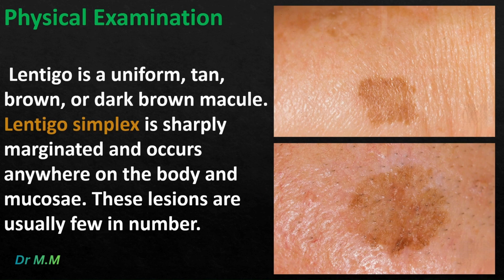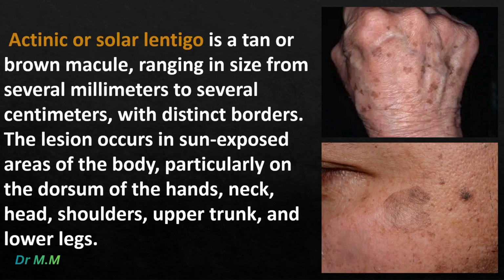Physical examination: lentigo is a uniform tan-brown or dark brown macule. Lentigo simplex is sharply marginated and occurs anywhere on the body and mucosae. These lesions are usually few in number. Actinic or solar lentigo is a tan or brown macule ranging in size from several millimeters to several centimeters with distinct borders. The lesion occurs in sun-exposed areas of the body, particularly on the dorsum of the hands, neck, head, shoulders, upper trunk, and lower legs.